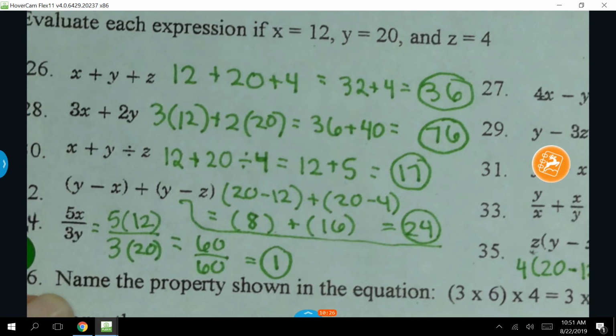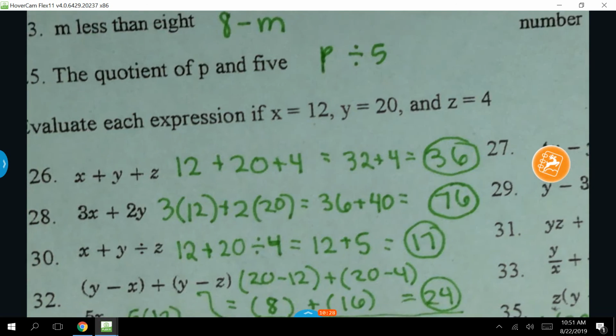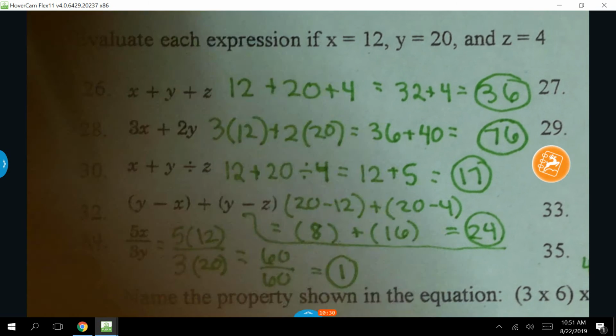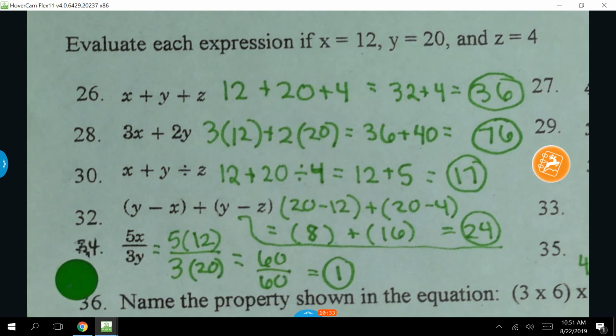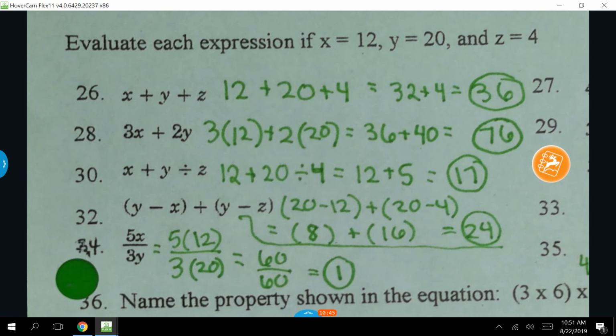26 through 35, you are substituting. So you're plugging those numbers that they gave you in and solving. So number 26, you should get 36. Number 28 is 76. Number 30, 17. Number 32 is 24. And then number 34 is 1. Questions on any of those? So you're just plugging them in and using those order of operations.